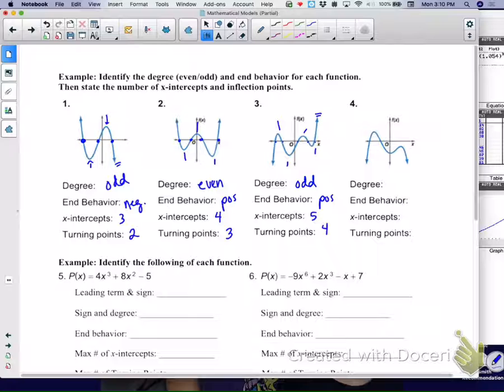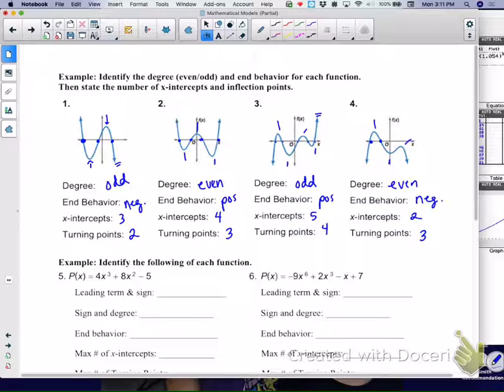Okay, the last one, the degree is even because both ends do the same thing. They both go down, so this is going to be negative. X-intercepts, I have 2. And then turning points, I have 1, 2, 3. So that's a little bit different than all the rest of them.